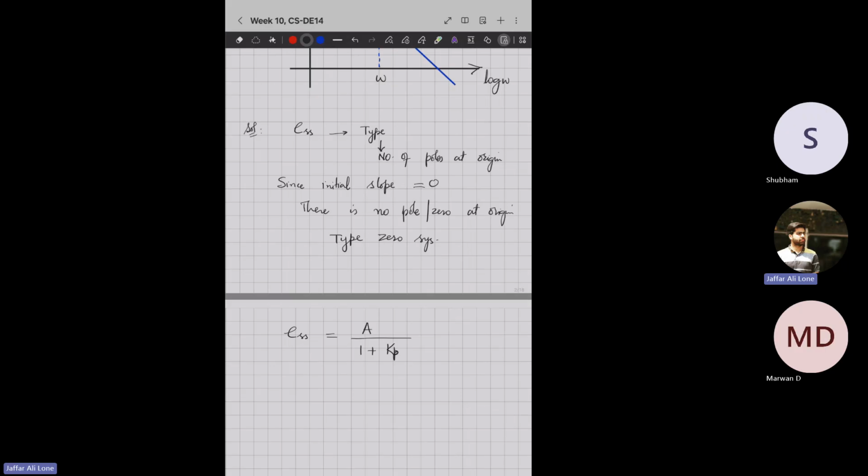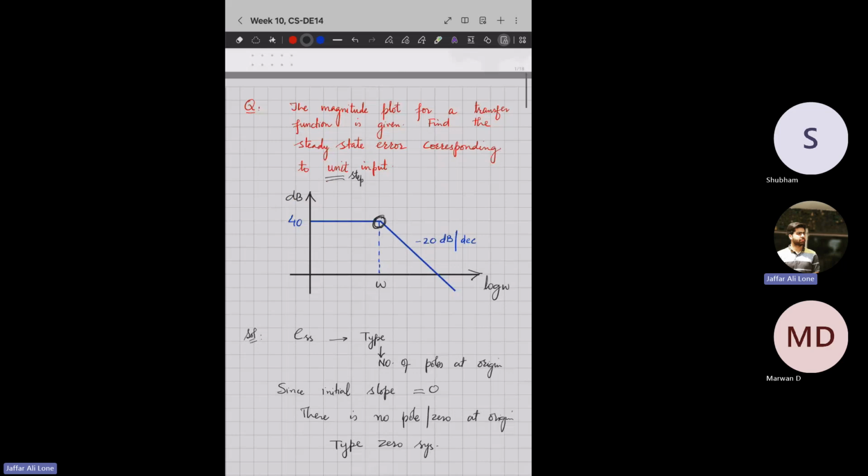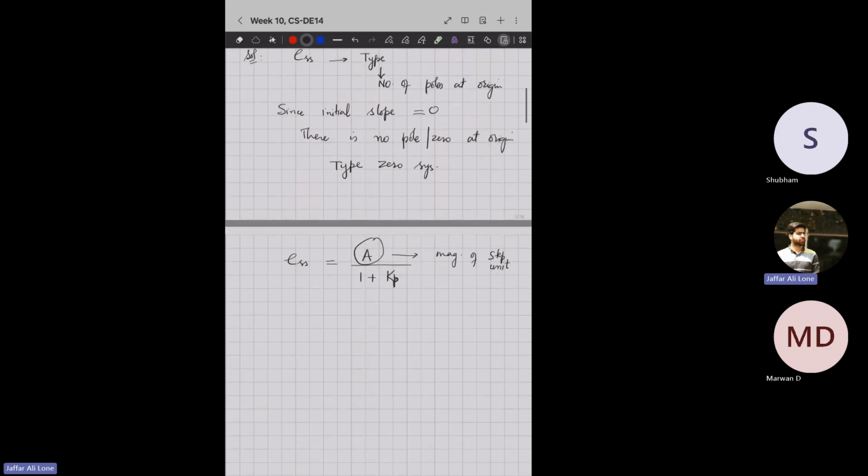Right? So this A is actually the magnitude of the step input, and here we have the step input as unit step. So it means my A is 1 here, and this Kp I need to find. Right? And how will we find the Kp?